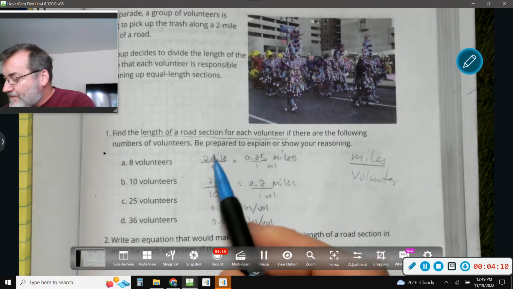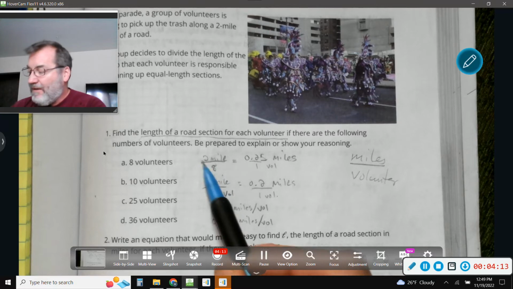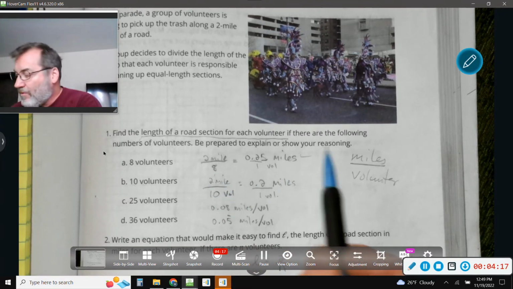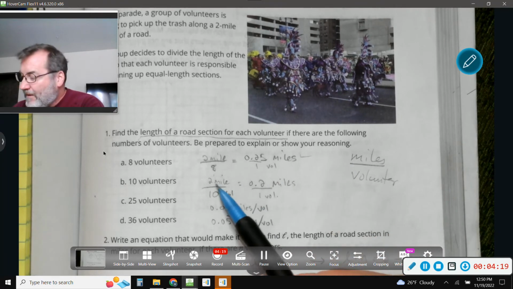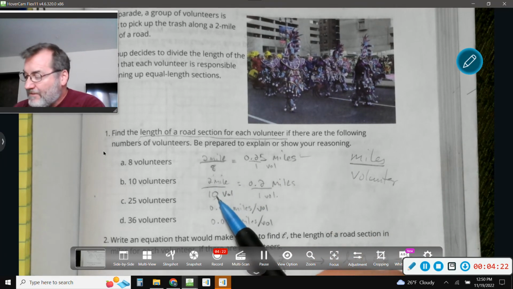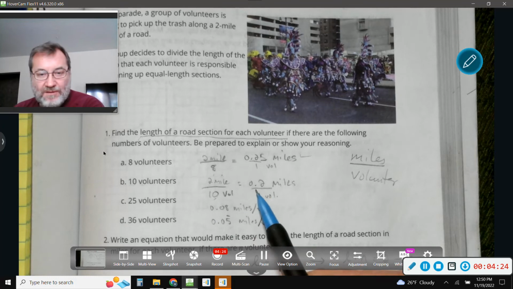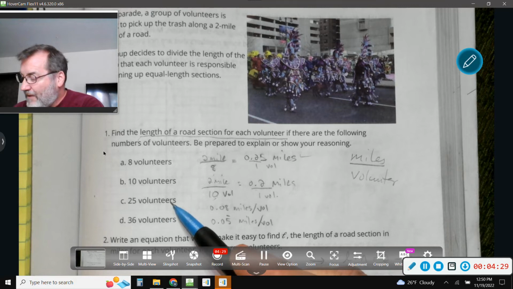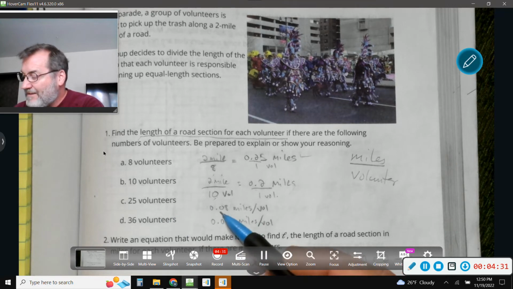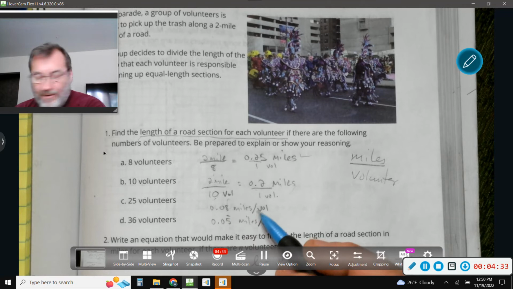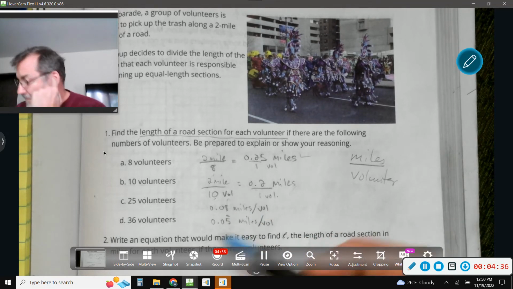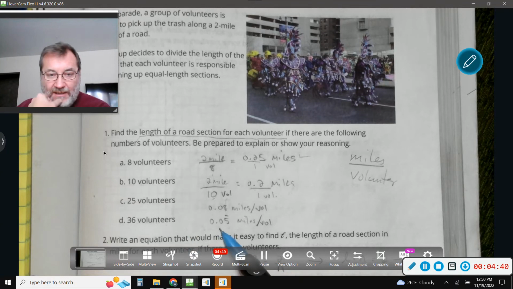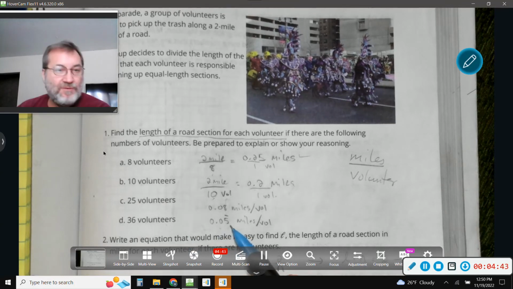For this first one, I'm having 2 miles divided by 8. Well, 2 divided by 8 is the same as 1 divided by 4. So each one is a quarter mile, or 0.25. 2 miles divided by 10 volunteers turns out to be 0.2 miles per volunteer. If you take 2 miles and divide by 25, you get 0.08 miles per volunteer. And if you divide 2 miles by 36, you turn out with 0.05 with the 5 repeating.